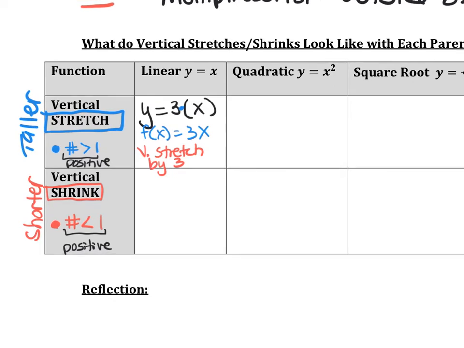Okay, for a quadratic, same idea. We can have the parentheses around the x squared, but it doesn't have to be there. We could just have 3x squared. Since there's no parentheses grouping the 3 and the x together, that means the 3 is not being squared, only the x is, and so that's why 3 would be considered on the outside, even if we don't explicitly have these parentheses there. If the 3 isn't being squared, it's on the outside. This would also be a vertical stretch by 3.